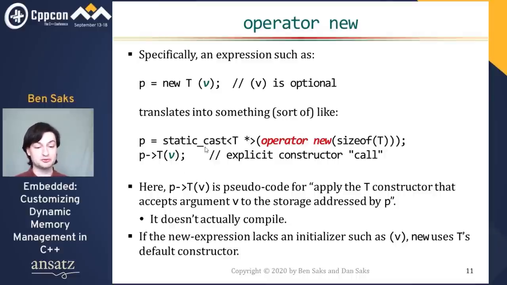Now, you can't actually write code like this. You're not allowed to just explicitly call a constructor on the object that the pointer points to. So this is just an imaginary notation for the sort of thing that the compiler is doing internally.